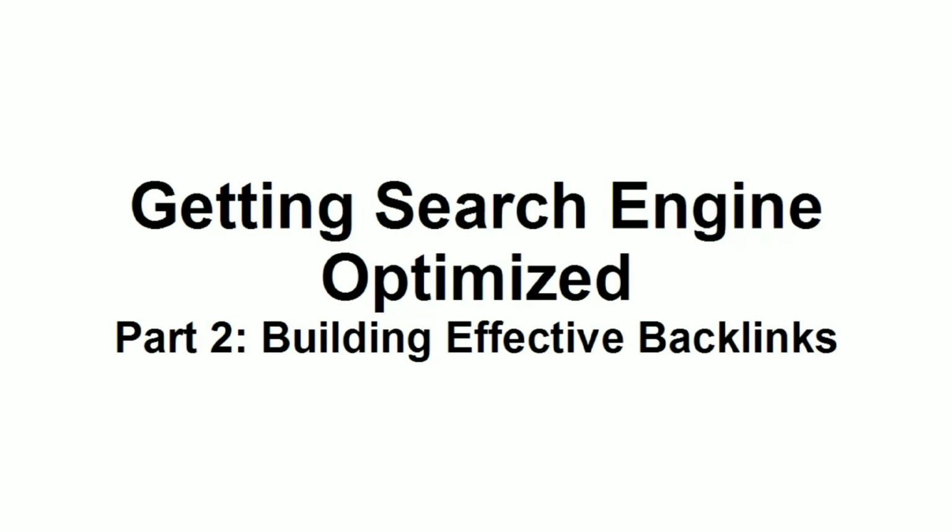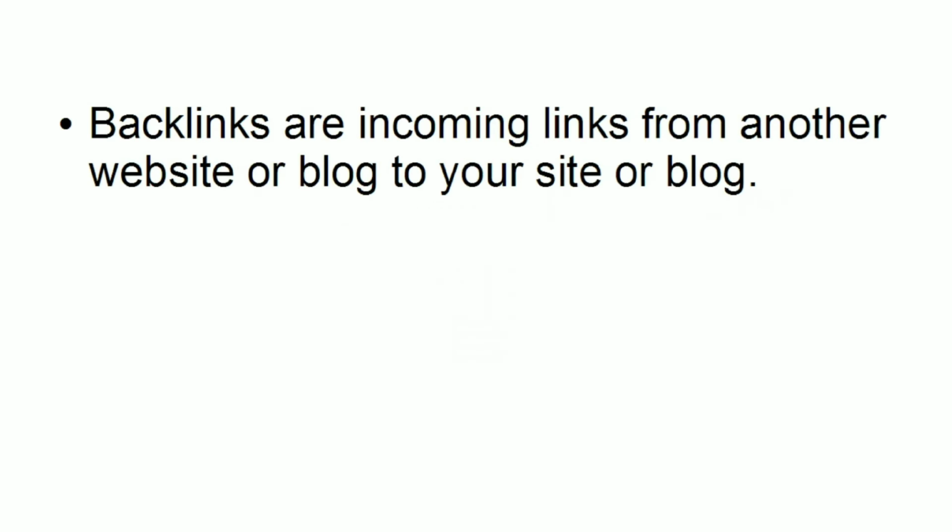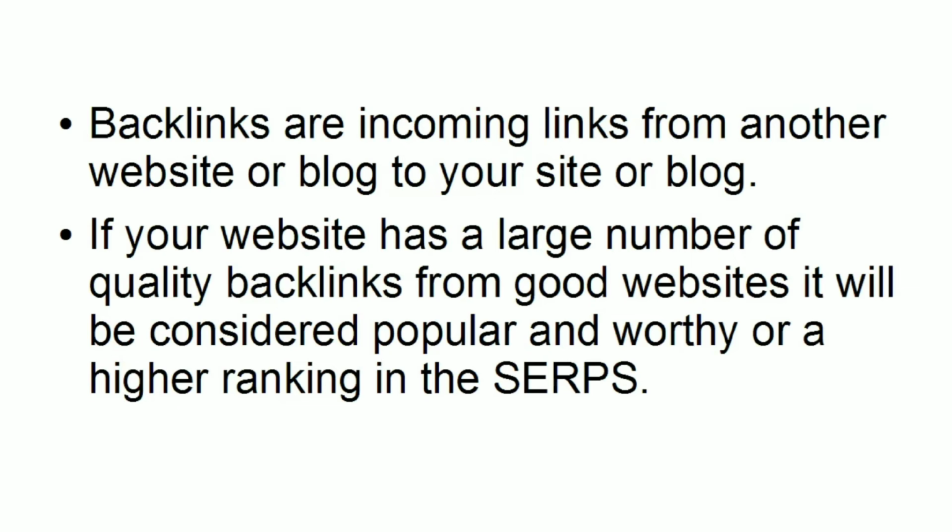In part 1 of this video, we talked about keywords and their role in search engine optimization. But there is a second aspect to getting good SEO ranking, and that is building effective backlinks. And we're going to talk about that in this video. Now, backlinks are incoming links from other websites or blogs to your site or blog. And if your website has a large number of quality backlinks from good websites, it'll be considered popular and worthy of a higher ranking in the SERPs, or search engine ranking positions.